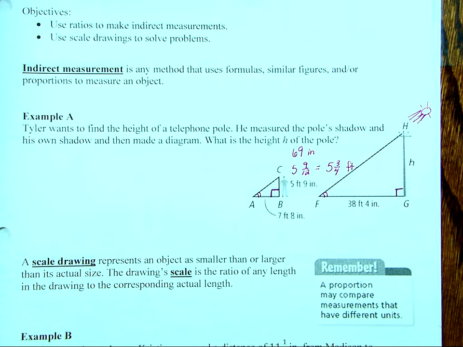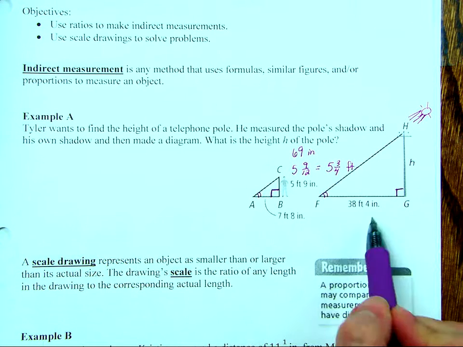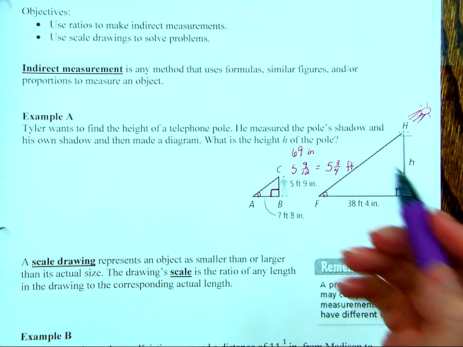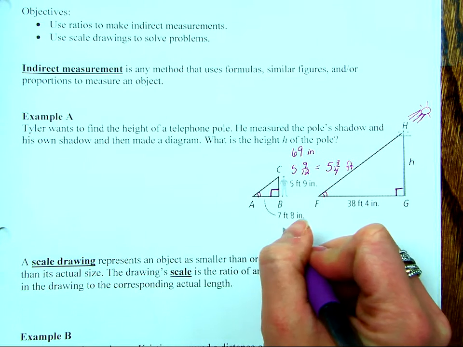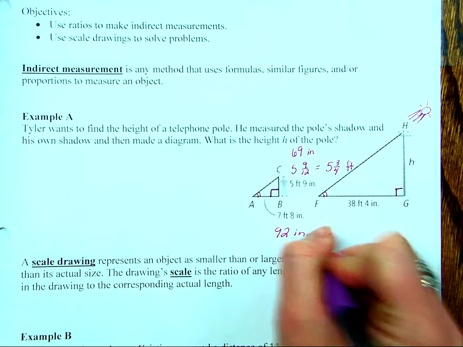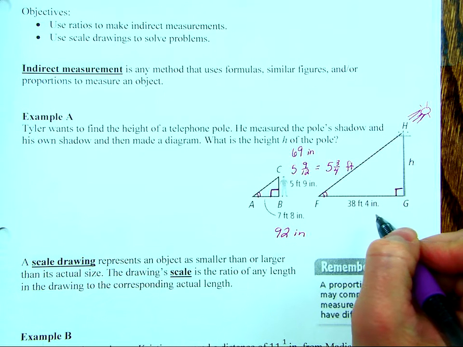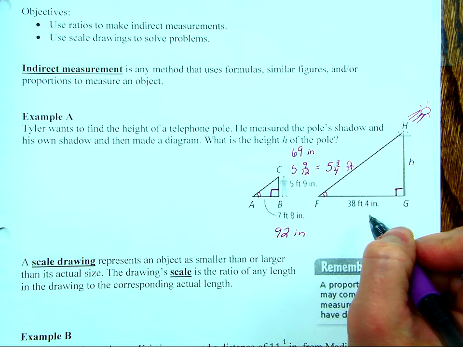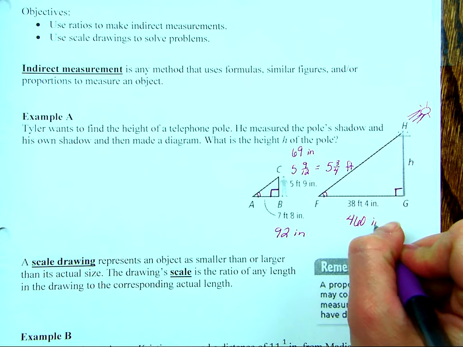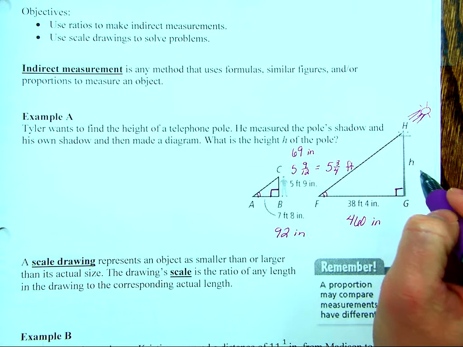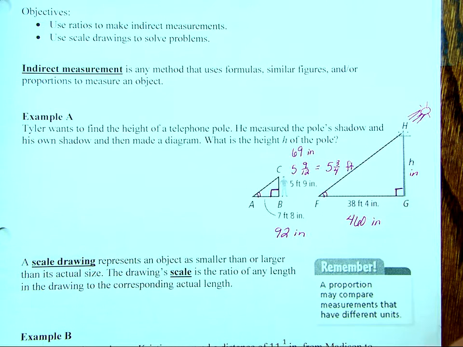So if you choose to convert to inches, we need to convert all of our measures to inches. So 7 feet 8 inches, well, that's 7 8/12 of a foot, or it would be 92 inches. 38 feet 4 inches, well, 38 4/12 of a foot, which would be a total of 460 inches. Now, keeping in mind when we solve for our height of h, then our total height is going to come out in inches. So I'm going to go ahead and set up my proportion.